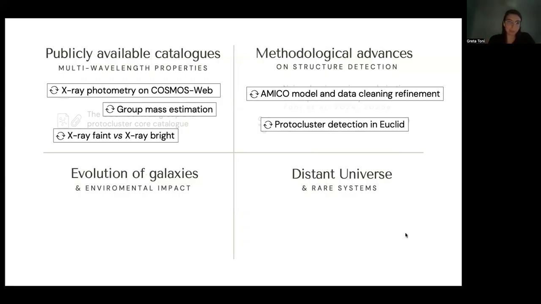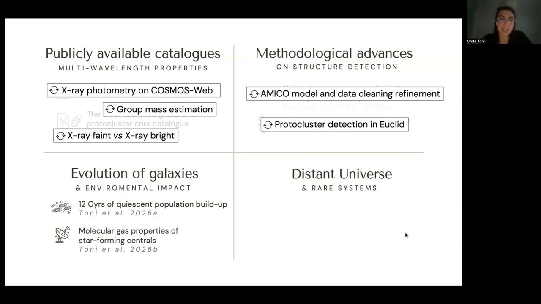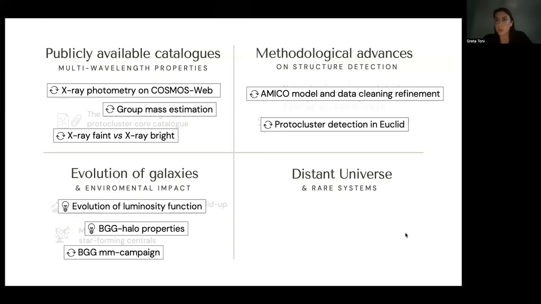the masking. For what concerns evolution of galaxies, we studied the buildup of the quiescent population across almost 12 gigayears of cosmic history. And we then had this pilot project at the IRAM telescope to target molecular gas in star-forming central galaxies in groups, which we hope to keep exploring with our millimetric campaign, and also connecting this with the properties of the hosting group, of the hosting halo.